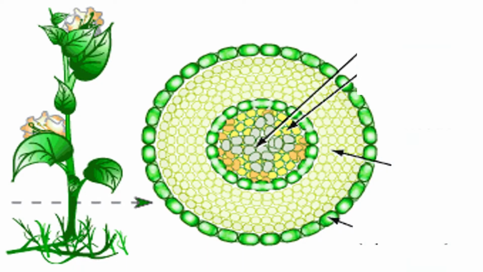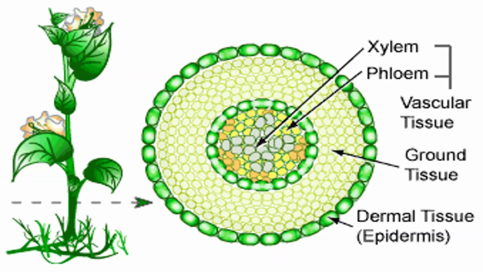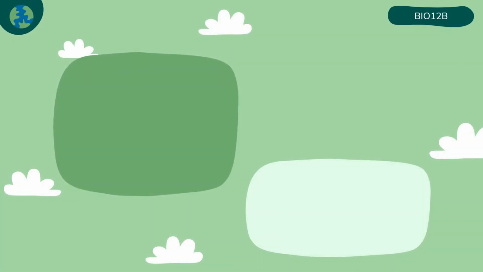Meristems produce cells that quickly differentiate or specialize and become permanent tissue. Such cells take on specific roles and lose their ability to divide further. They differentiate into three main types: dermal, vascular, and ground tissue. First, let's have dermal tissue.